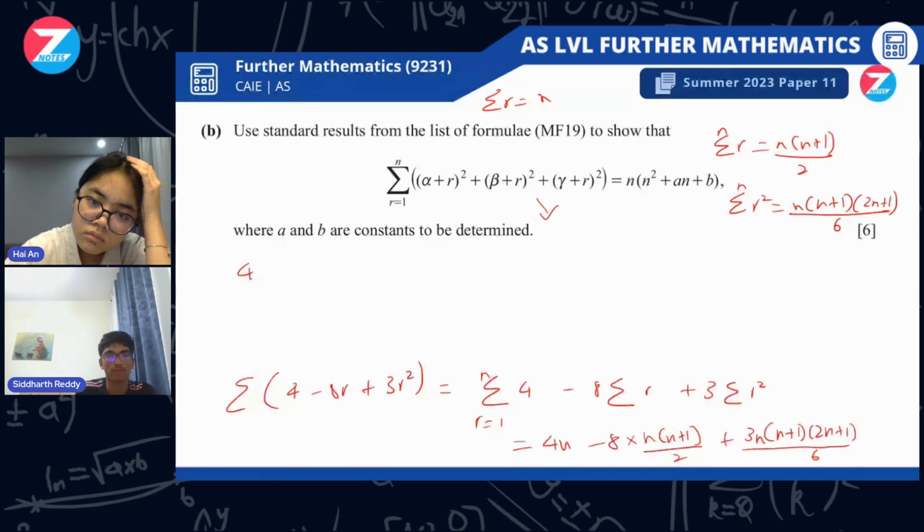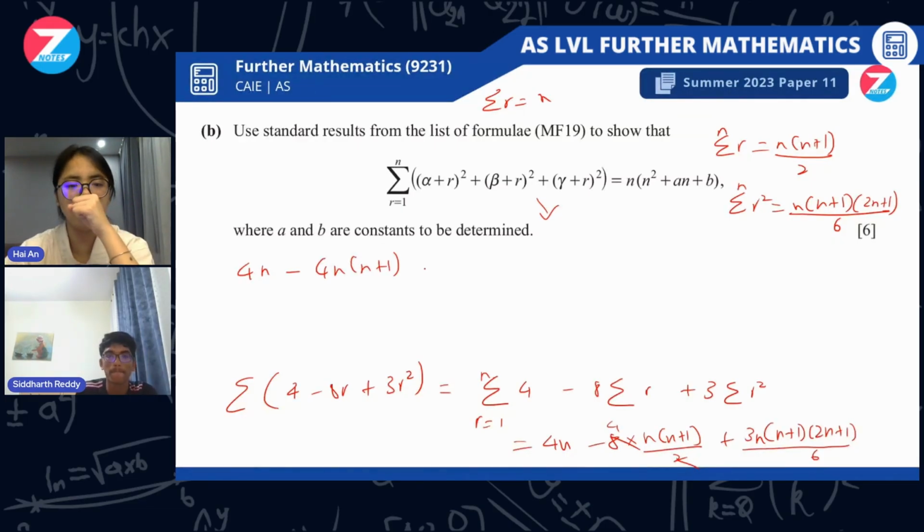Okay. So we have 4n, 8 and 2 cancel, we get 4n into n plus 1, 3 and 6 cancel, and we get n into n plus 1 into 2n plus 1 by 2.